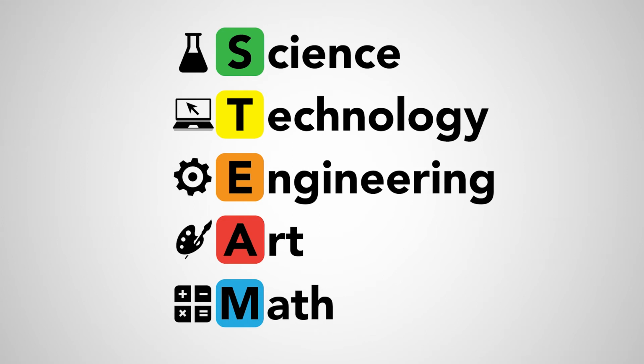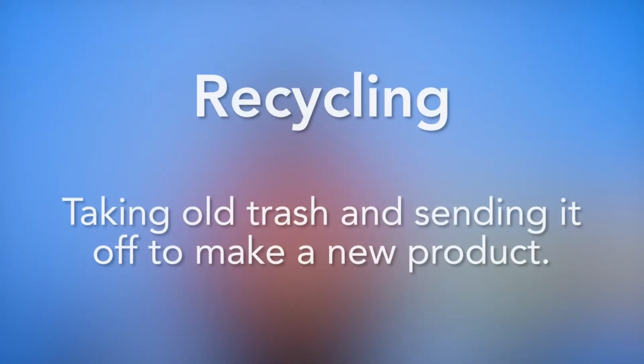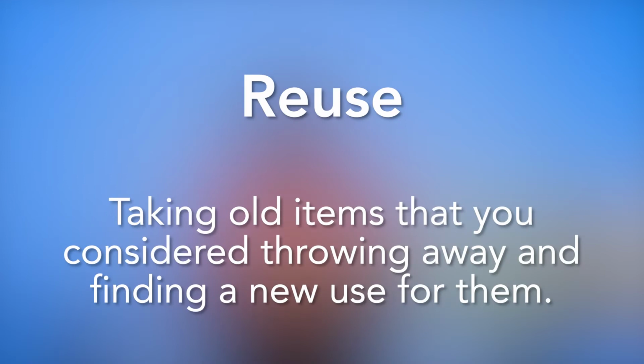Great job! Let's explore. Last week, we learned about recycling. Recycling is taking old trash and sending it off to make a new product. Recycled items can be used over and over again. We learned that reusing is taking old items that you considered throwing away and finding a new use for them. For example, I used a plastic baggie that I used for my lunch and decided to decorate it to put my favorite pens and pencils inside for a new pencil holder.